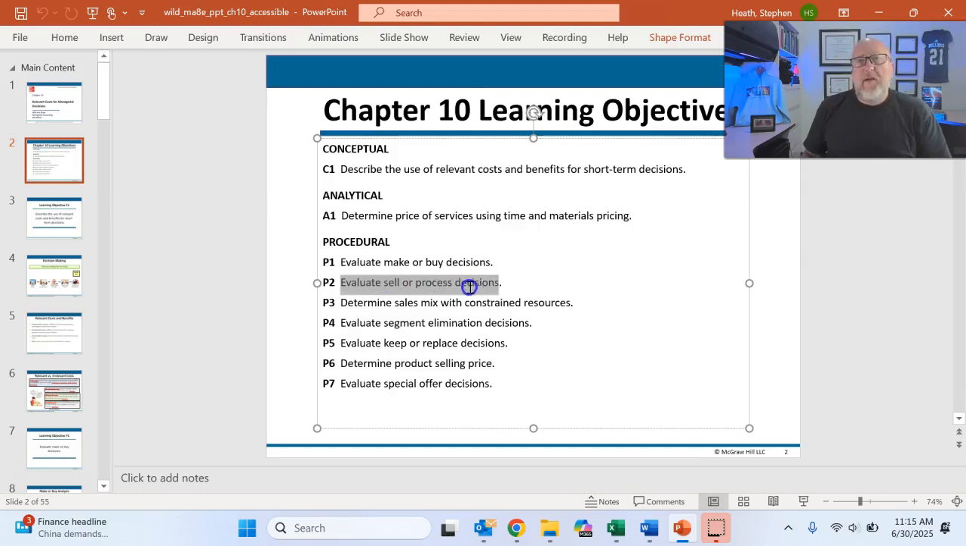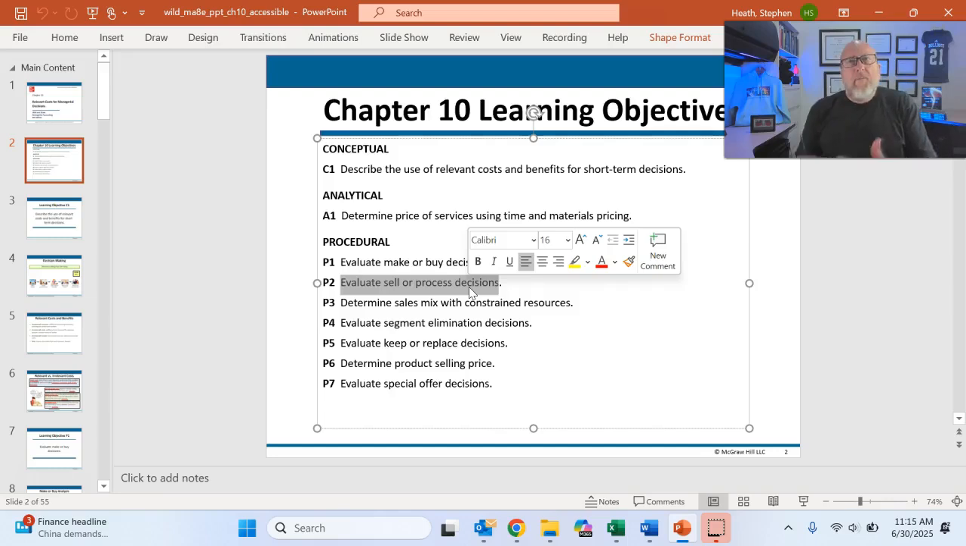Then we're going to talk about sell or process further, right? So you think of milk. I think we used that in a previous example. We can turn milk into yogurt. So do we sell our milk as it is, or do we process it further and turn it into yogurt? And instead of selling milk, we sell yogurt.